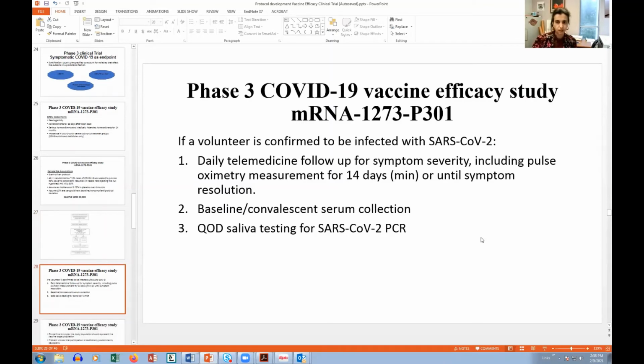If a volunteer is confirmed to be infected with SARS-CoV-2, they undergo daily follow-up for symptom severity. Remember, symptom severity and imbalance between groups is an important thing to follow. And they get baseline and convalescent serum collection, and they get every other day saliva for SARS-CoV-2 PCR to determine shedding and viral load differences between vaccine and placebo.